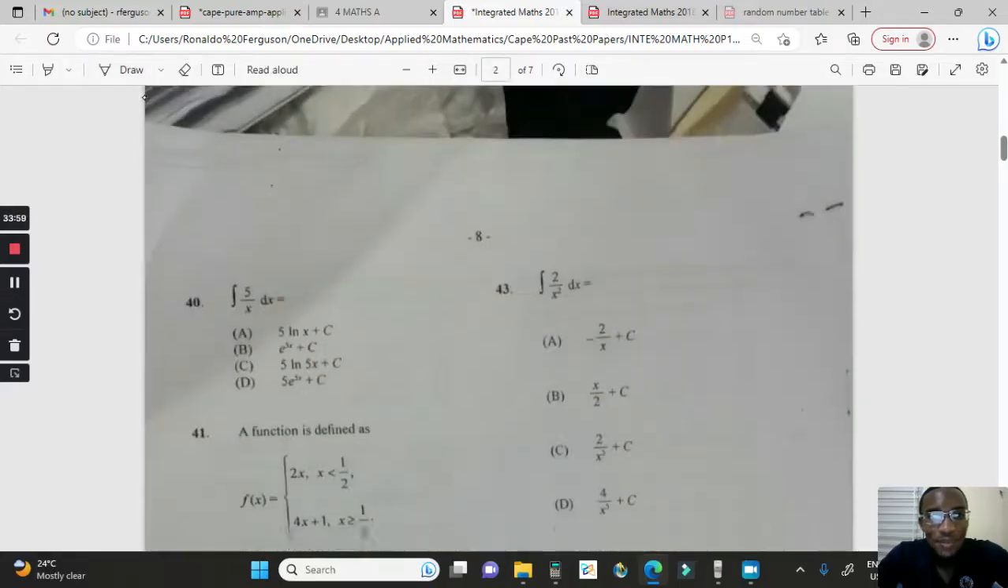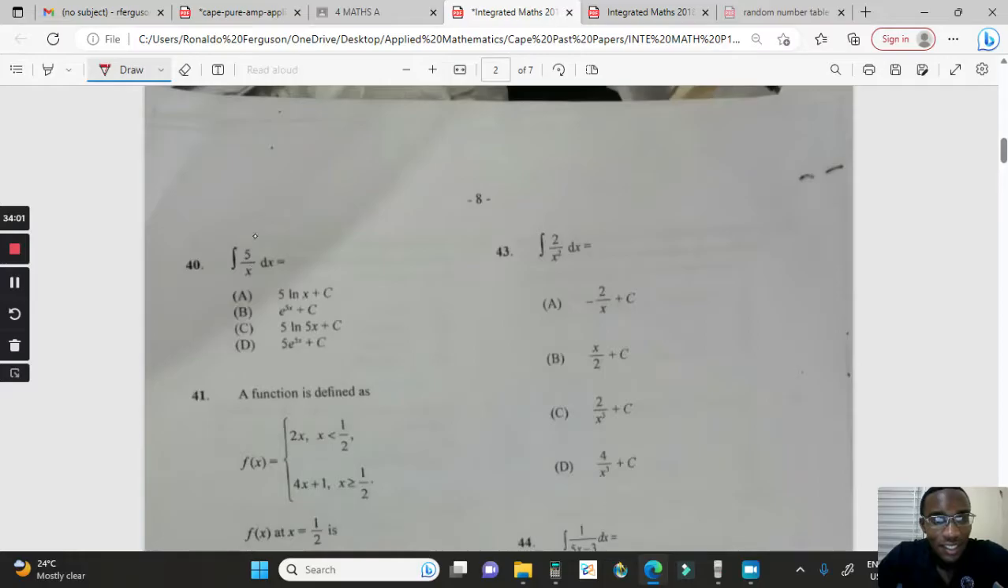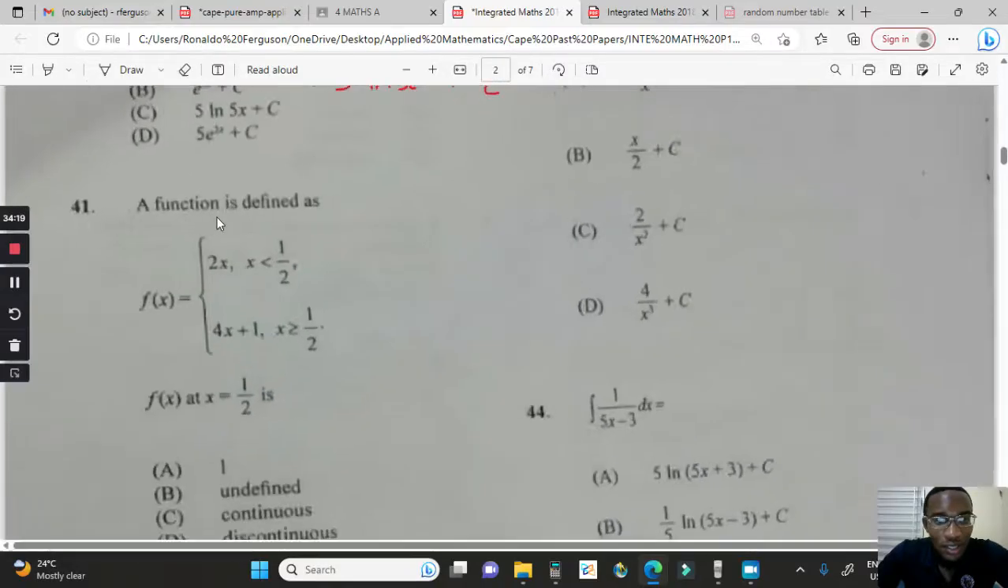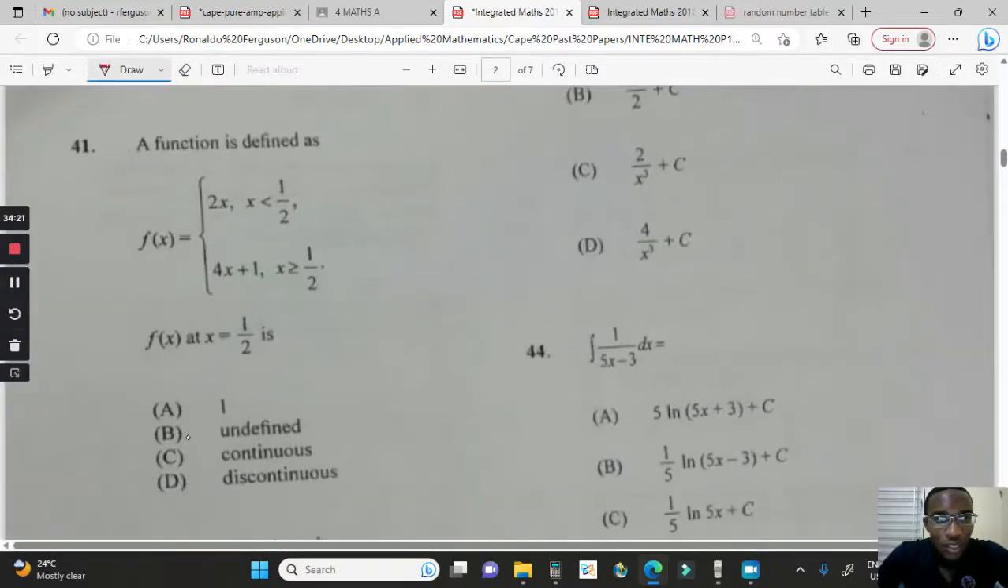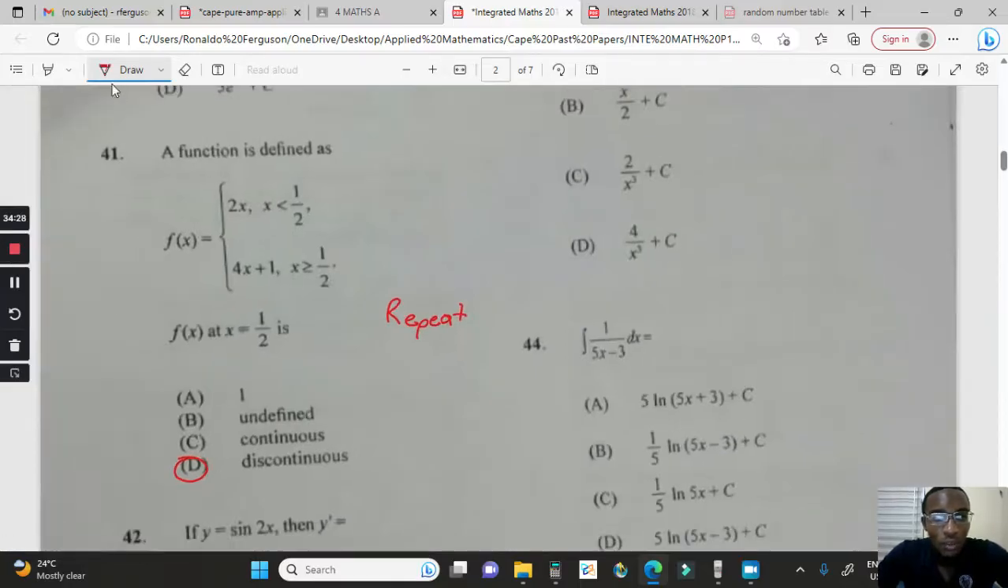Last page coming up. Number 40. This one, integrate 5 over x. This is 5 times the integral of 1 over x. And when you integrate 1 over x, you get ln x plus a constant. So 5 ln x plus c. Now question 41. Oh, this is a big repeat question. This one was discontinuous. I know this one is a repeat. I don't remember which year, but I know this one repeats from one we'd have already done.